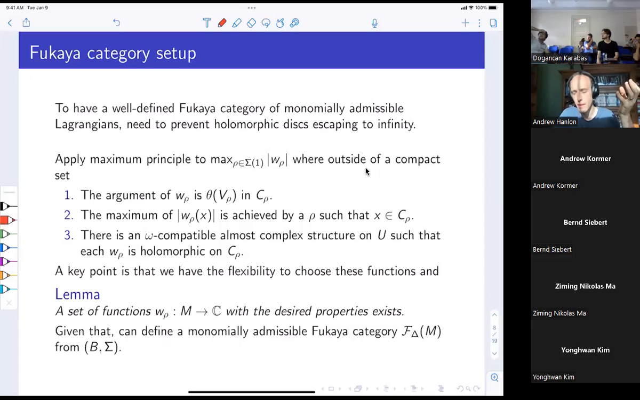So I see, in the not exact case, you're saying this is some notion that generalizes the stopped, partially wrapped category. Yes, in this setting, yes.